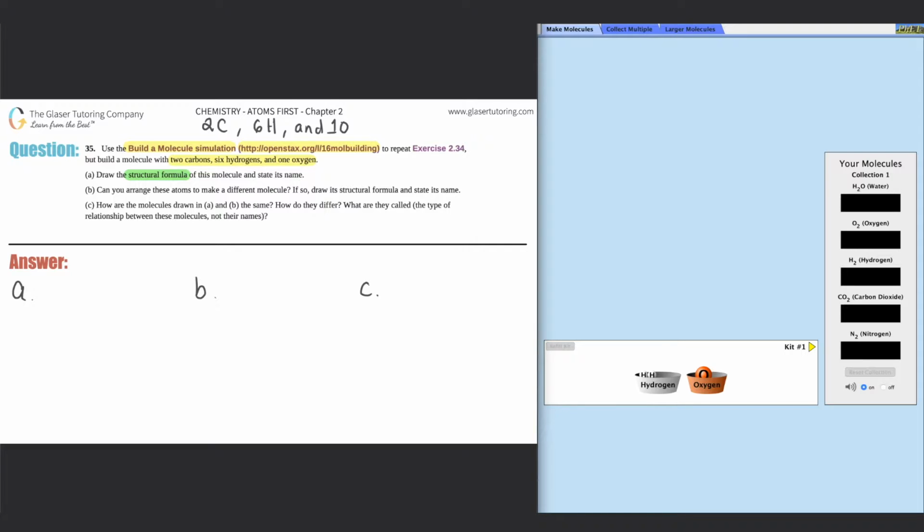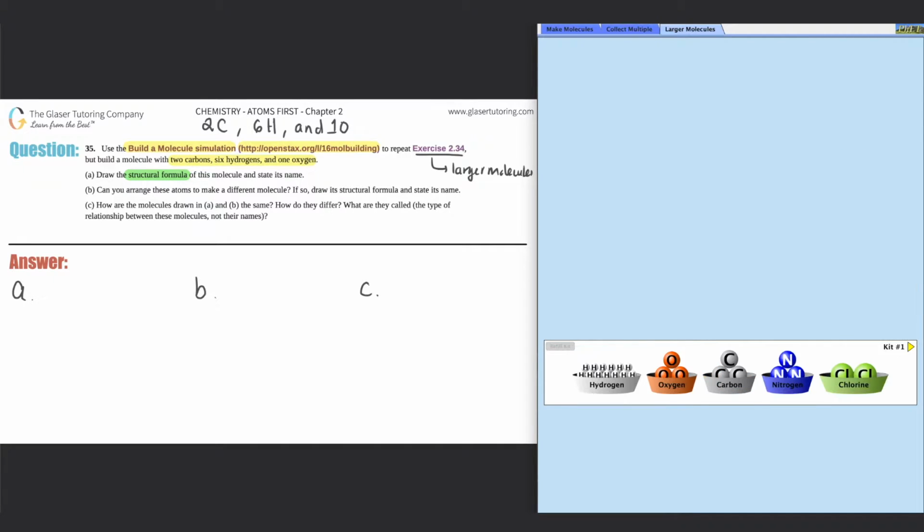All right, so in exercise 2.34, what they wanted you to do is click larger molecules on the top. Over here we're on make molecules, but if you click over to collect multiple and then larger molecules, we want to be here with the kits. Now we just have to pick an appropriate kit that has hydrogen, oxygen, and carbon, and that's kit number 1. You can skim through the other ones if you want.